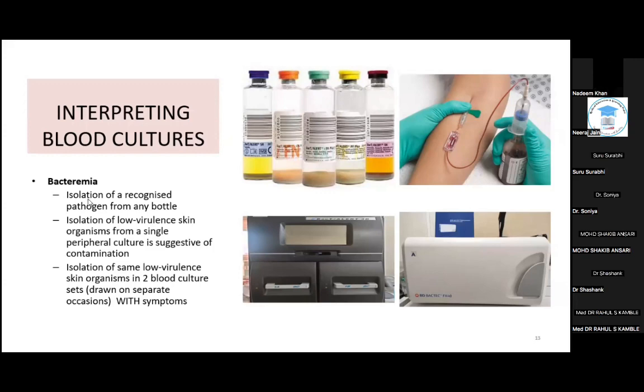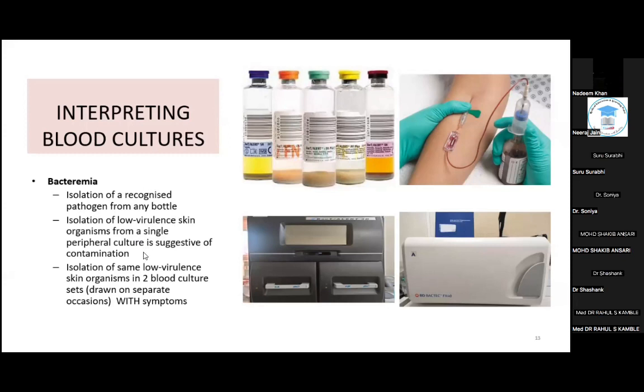Now, how to interpret blood cultures? Any recognized pathogen from any of the bottles is significant, unless it is a low virulence skin organism like coagulase negative staphylococcus species, in which case it needs to be isolated from both the bottles or all the 4 bottles. If it is isolated from only one of the bottles, then it indicates contamination.